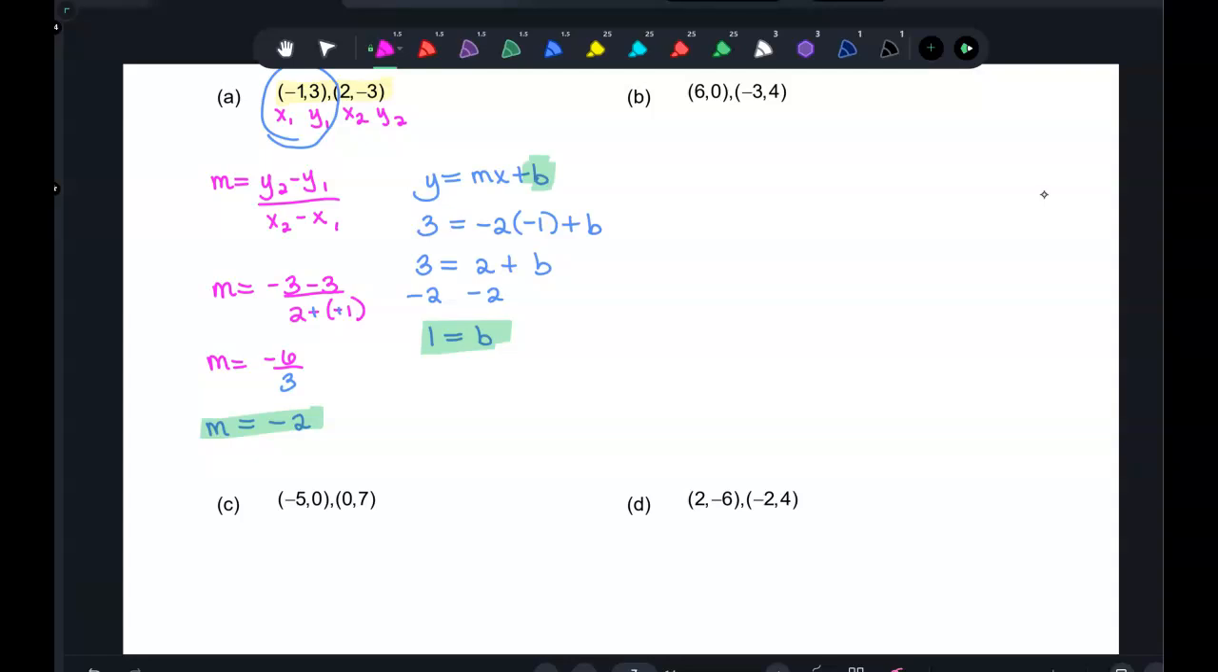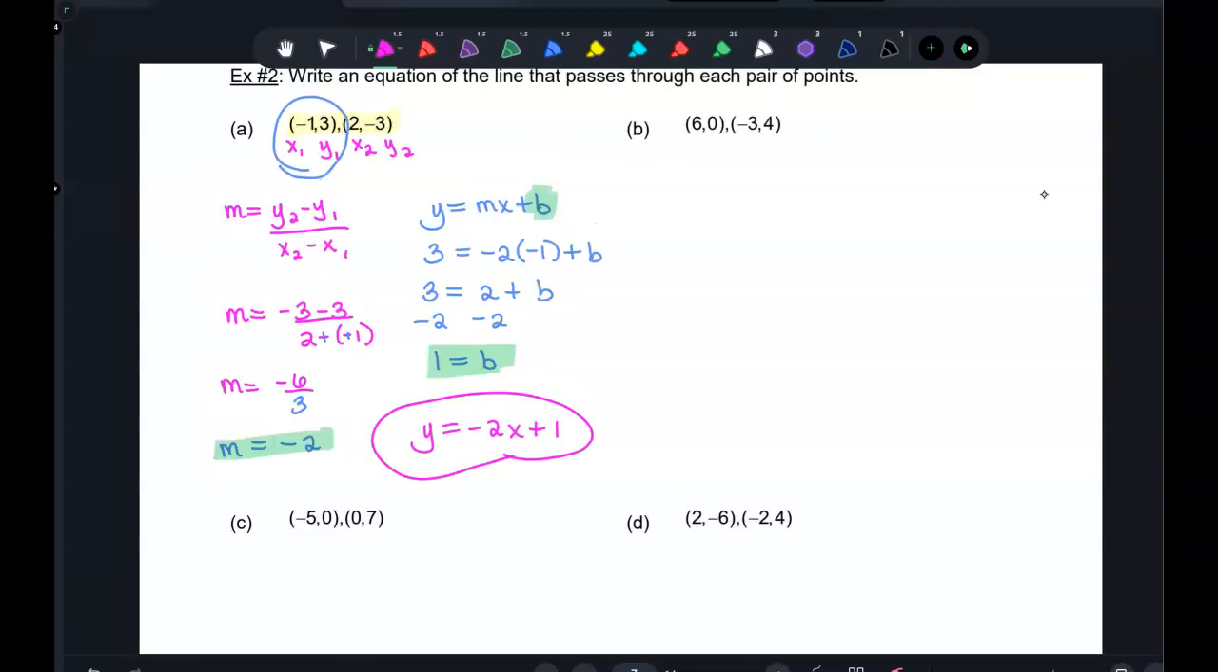All right. So yeah, now the last step is I'm going to put it all together. y equals -2x plus 1, because I want to go back to this equation and I want to place -2 where the m is, and I want to put +1 where the b is. Okay? All right, so let's try another one.